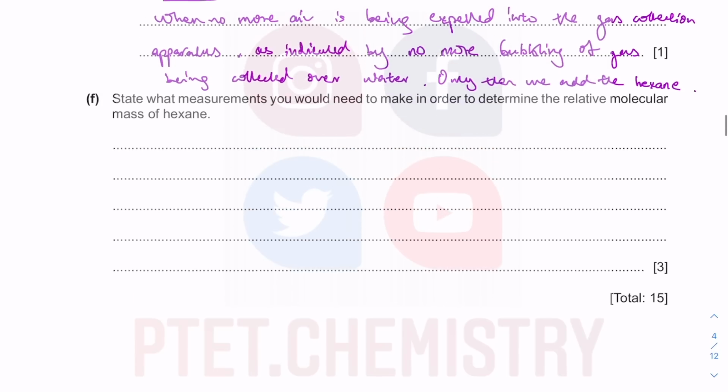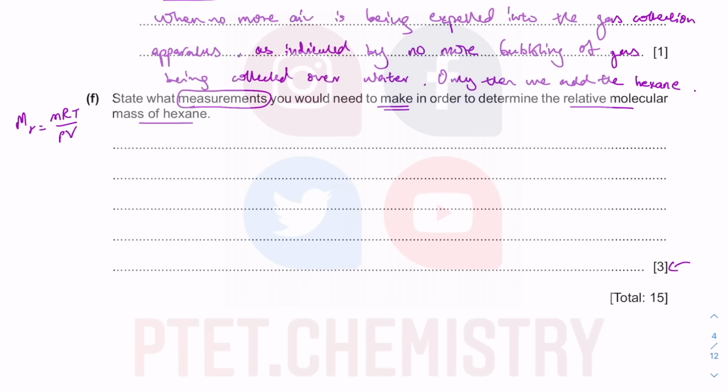Okay, this is the last bit of this planning question. It's for 3 marks, which means quite a bit of things that they want here. They want measurements, so it's plural. You need to make measurements in order to determine the relative molecular mass of hexane. So just now remember that Mr is mRT over PV. So what do we need to measure?